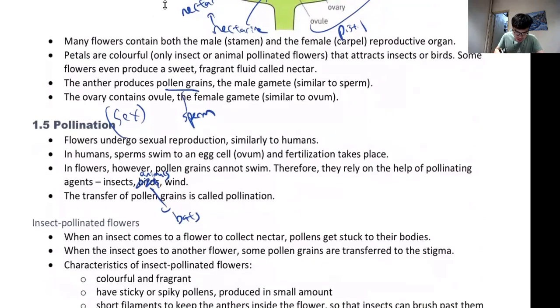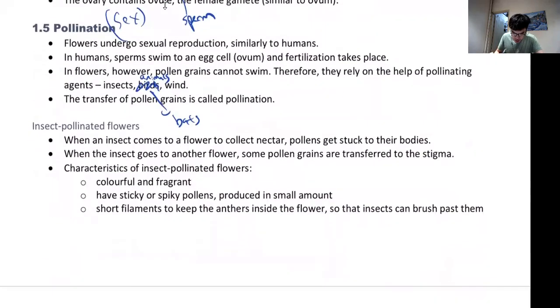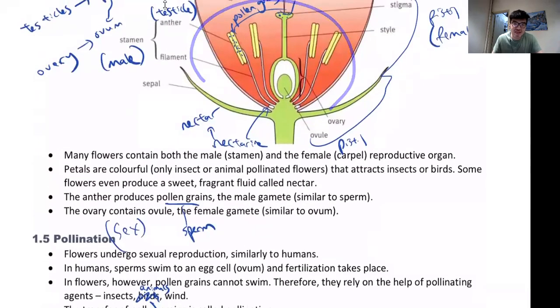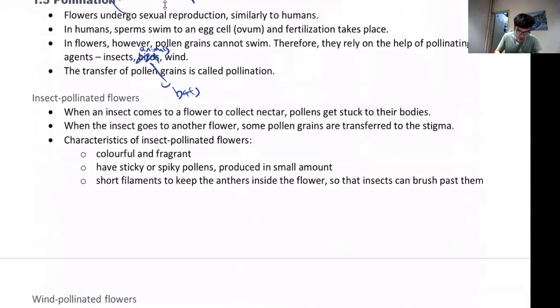All right, so pollen grains are transferred to the stigma. So, characteristics of insect pollinated flowers. As a flower, how would you attract insects? Very easy. Number one, you must be colorful and fragrant. That's why most flowers that bees go to are very colorful. Like I said just now, your orange flower, your apple flower, your banana flower, they have some kind of color to them. Compared to, like, dandelion.